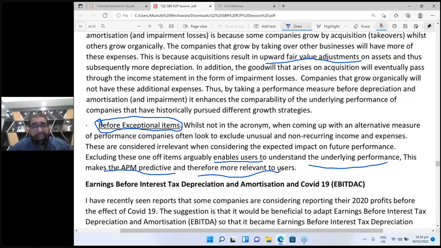Did you understand these points? Please write on the chat box, I would be grateful. Please, if you understand the point, please write. APM in full means additional performance measurement or alternative performance measurement. Quick, write, type.